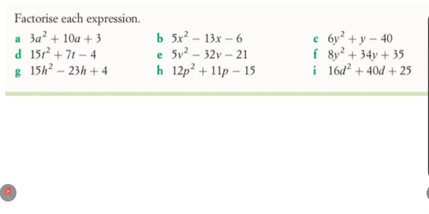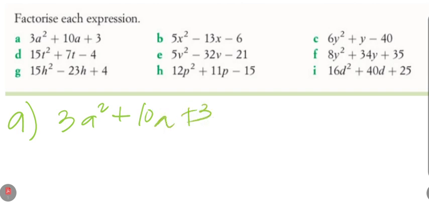So here is the next problem down here. Next one, we're going to factorize the quadratic trinomial. If you remember, here we have the trinomial. So we're going to factor the expression: 3a squared plus 10a plus 3.